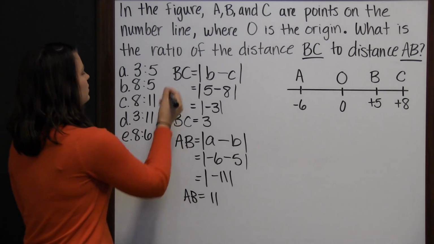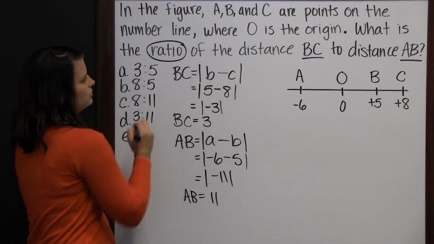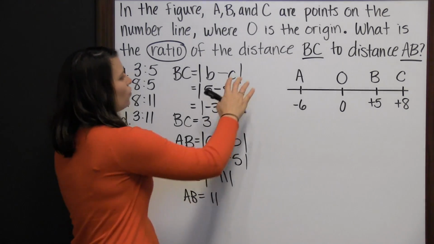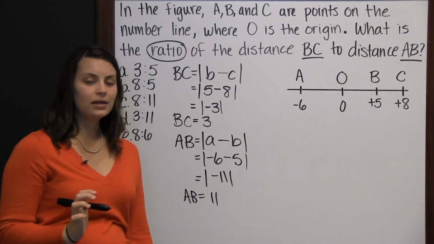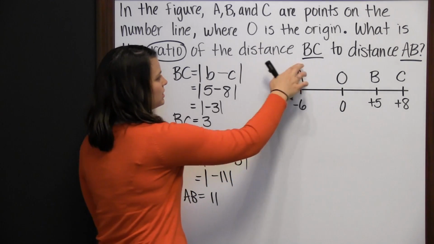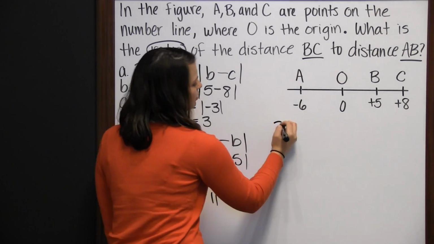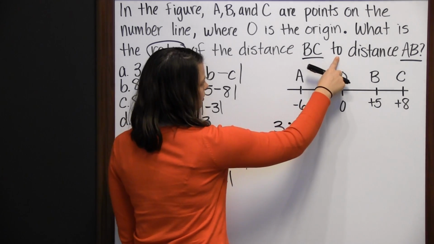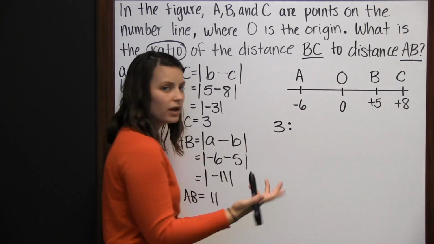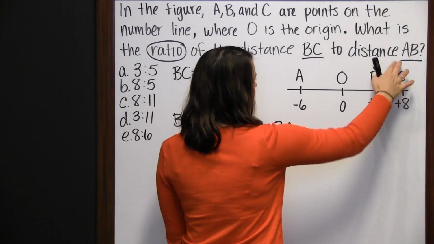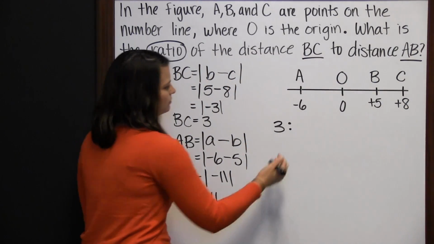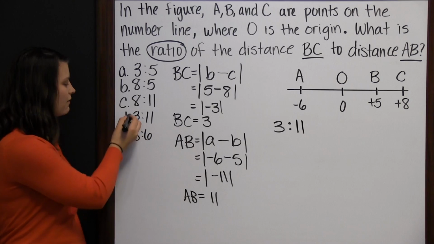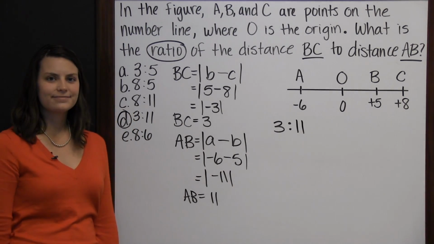Now they've asked us what the ratio of those distances is. And it gives you the order that it wants the ratio written in. So the distance BC should be the first number in the ratio, 3, and we use a colon, or you can write it as a fraction, it's fine too. The distance from points A to B, which is 11. So our ratio is 3 to 11, or answer D.